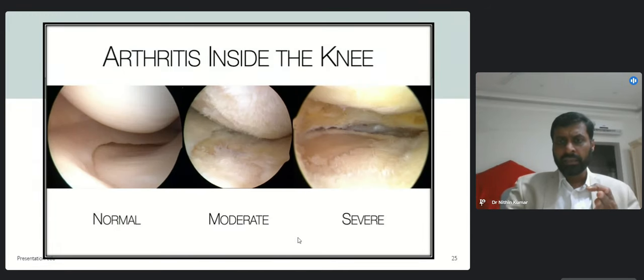This is what the inside of the joint looks like if you put a camera in and see. The left side is completely normal. On the right side, there is no cartilage and you can see bone is exposed. Cartilage is completely worn out. That is severe arthritis.